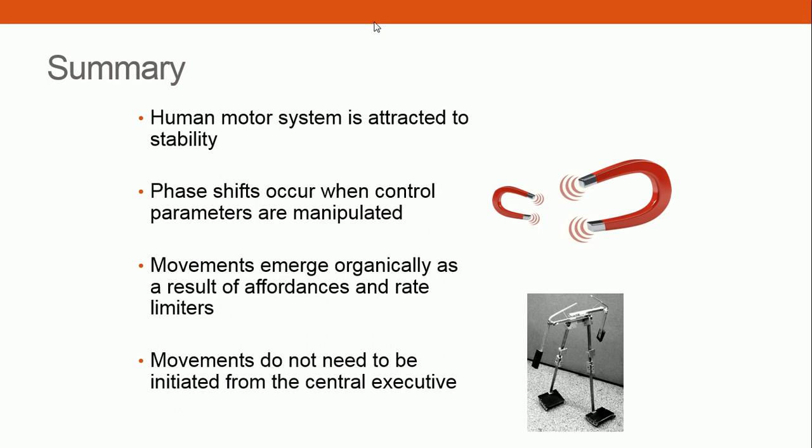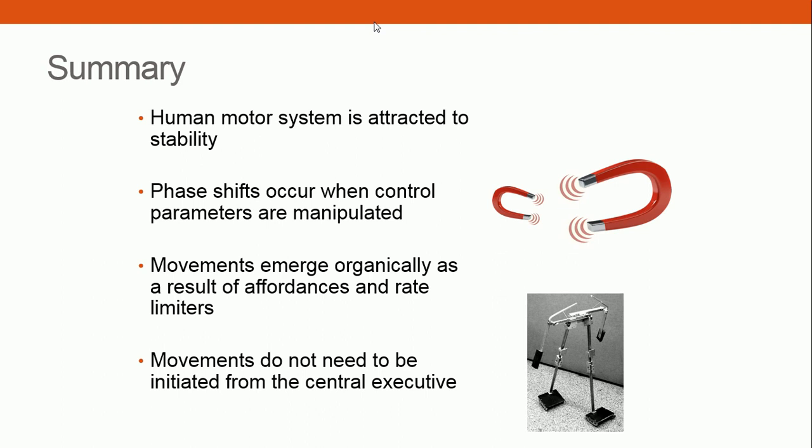So again, when we have that phase shift, we're manipulating a control parameter, something like speed or force, and that causes us to shift to a more stable pattern. So we've gotten away from our pattern that's less stable, and suddenly we're going to jump over and do something else instead. Third point to recognize is that movements emerge organically as a result of affordances and rate limiters.